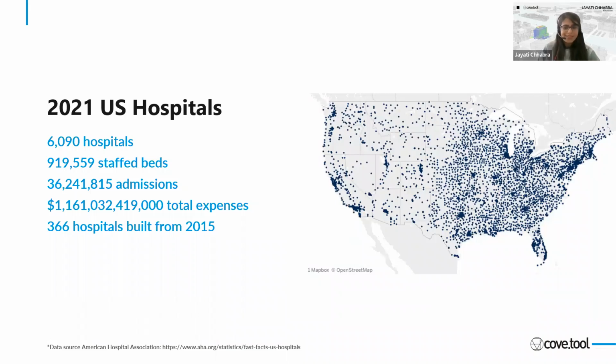Now, these are just some statistics from 2021 to understand the scale of impact that we can see if we start improving healthcare projects. Based on 2021 numbers, there are more than 6,000 hospitals in the US, which you can also see in the diagram where they are densely located. Just under 1 million beds were staffed, which is huge. Admissions last year, which were due to COVID for sure, were around 36 million. And the total expense that includes all the cost is over $1 trillion. Another interesting fact is that between 2015 and 2021, that is in 6 years, 366 hospitals were built very quickly to meet the needs of the patients.